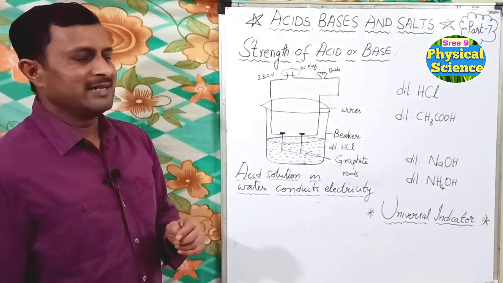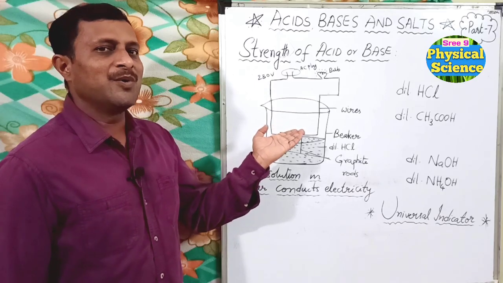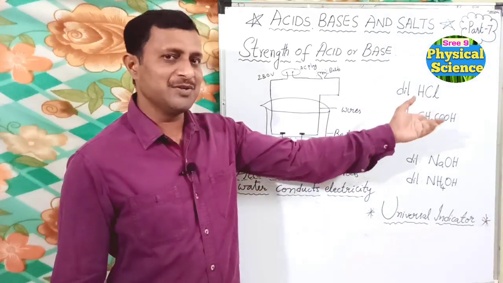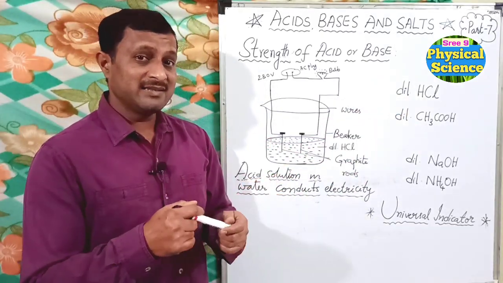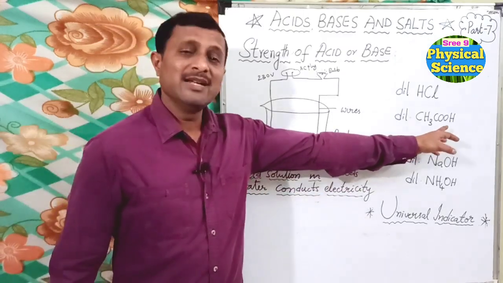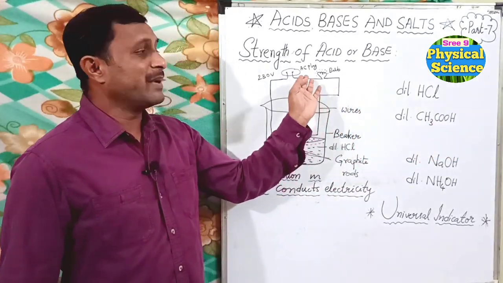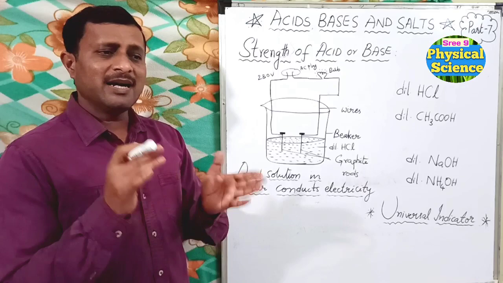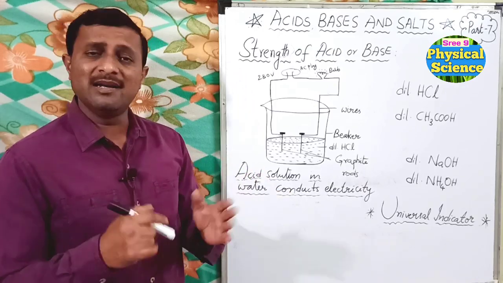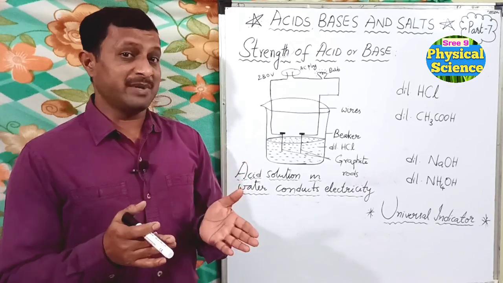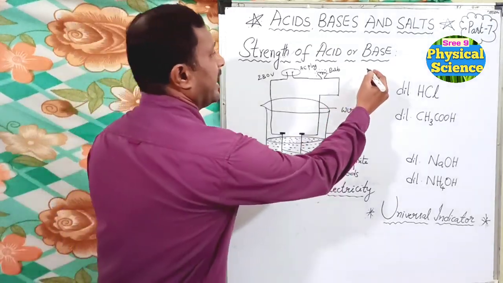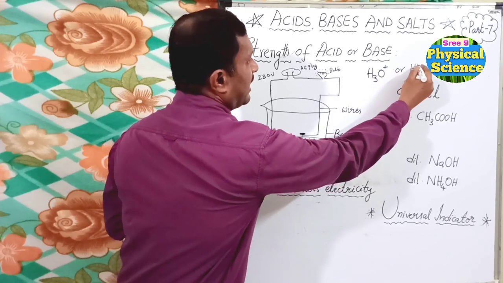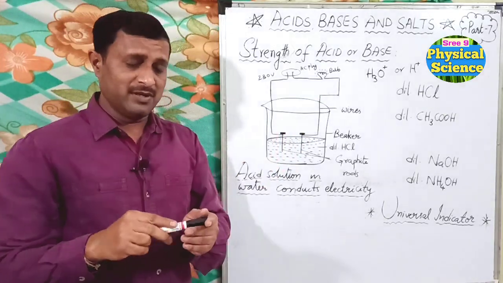It means that there are more charged particles, meaning more ions produced in dilute hydrochloric acid solution, whereas there are fewer ions in acetic acid solution. So the brightness of the bulb indicates the number of ions. Here, which type of ions? We have already learned that acids produce hydronium ions, that is H3O+, or we can say H+ ions, right? So these are responsible for the flow of electricity.